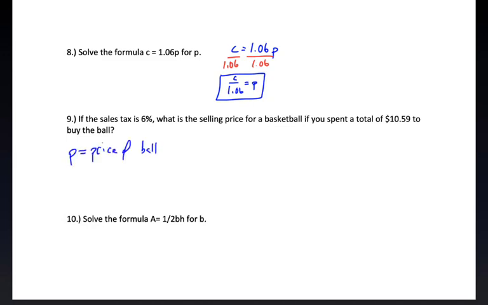And number 9, sales tax. So if I say p is the price of the ball, whatever that price is, plus 0.06, 6% of the price, will equal this total price. When I add these together, I get 1.06p is equal to something. Hey, that looks like this up here, by the way. What a coincidence. 1.06p equals c, the cost. Oh, good grief. So how do I solve for the price?